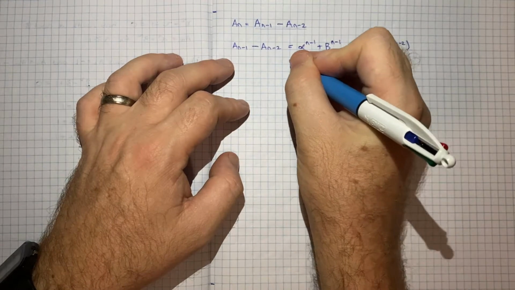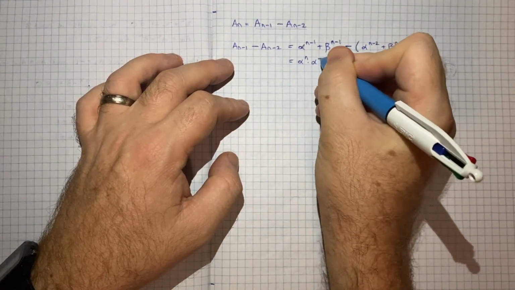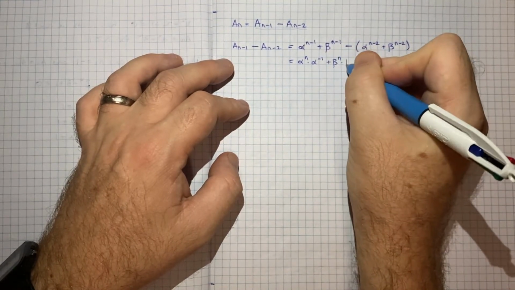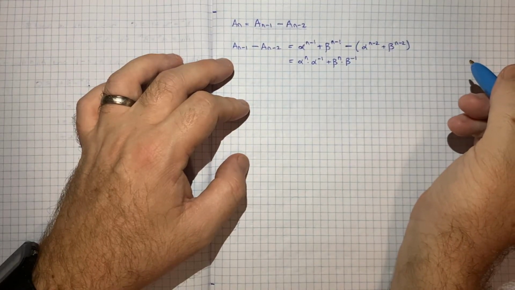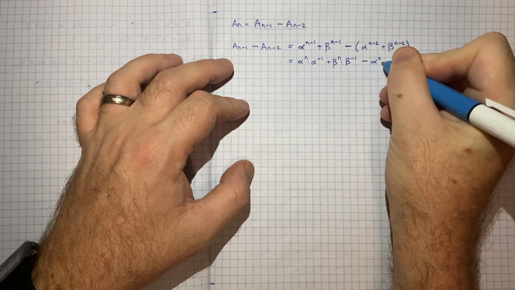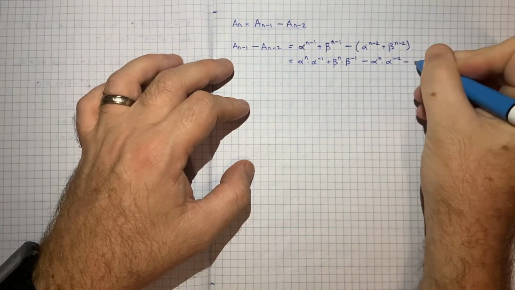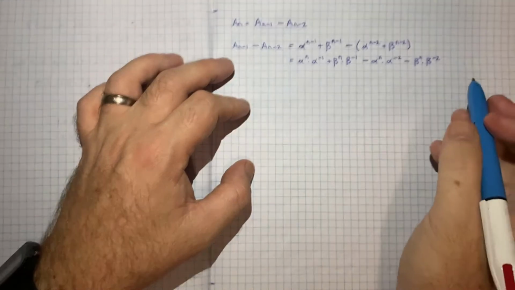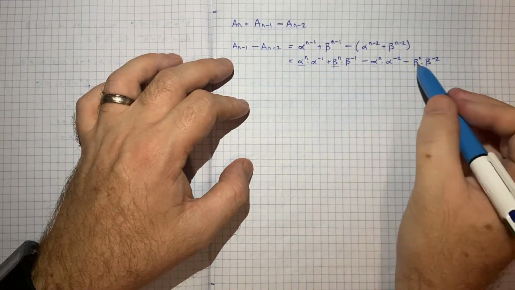So I might just start by calling this alpha to the n times alpha to the negative 1 plus beta to the n times beta to the negative 1. And then we'd get minus alpha to the n times alpha to the negative 2 minus beta to the n times beta to the negative 2. Alright, let's factorize some of our common items.